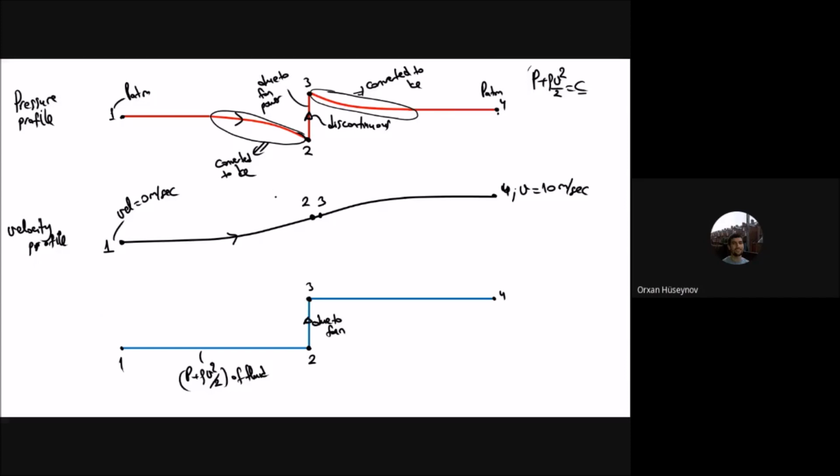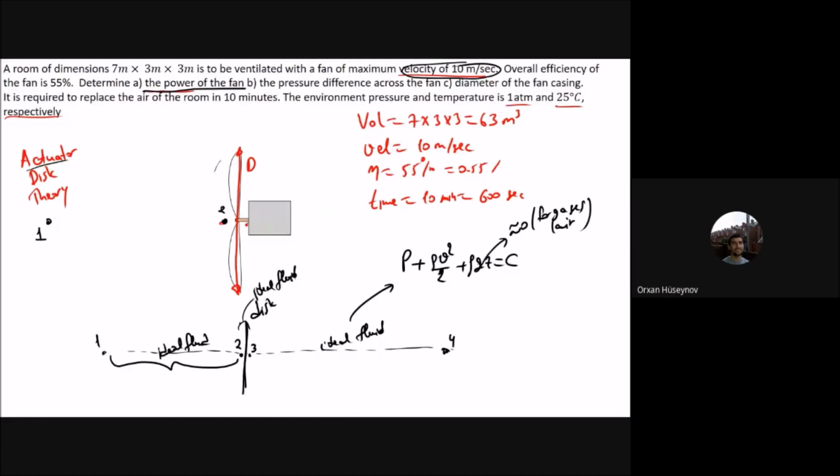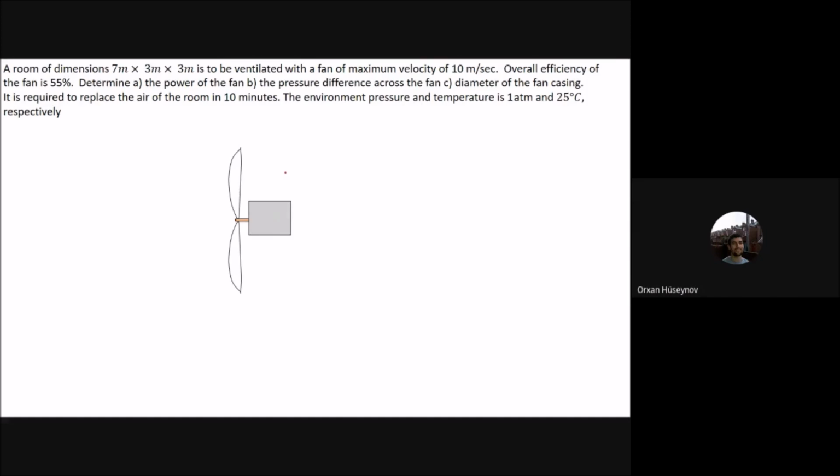Now let's solve the question one by one. Firstly, it says to find the power of the fan. To find the power of the fan, we will write the energy equation between 1 and 4. If you take 1, it means 1 atm and velocity is 0, and if you take 4, it is 1 atm and you know the value of the velocity. Therefore, between 1 and 4 the number of unknowns is less, so we can solve the problem with these 2 points. So let's write the energy equation.